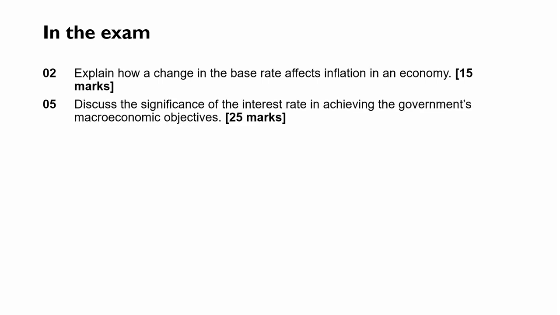But we might also have to deal with this kind of 25 marker, and whenever we've got a question like this, we want to spot the key word, and the key word here is significance. That is the word that helps us work out where our answer is going to go. We're going to need to have two sides to this argument. On the one hand, yes, it's significant. On the other hand, it's not significant. Arguing that it is significant is straightforward, right? Because we just need to explain why base rates are important. So we're just really explaining the transmission mechanism and the role of the base rate, which should be quite straightforward.